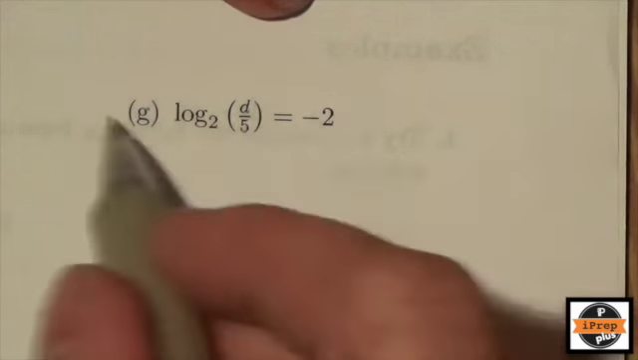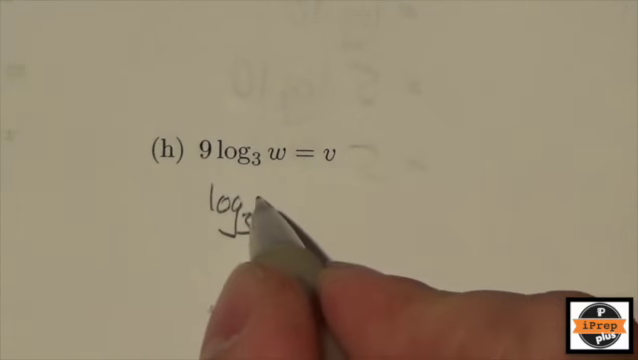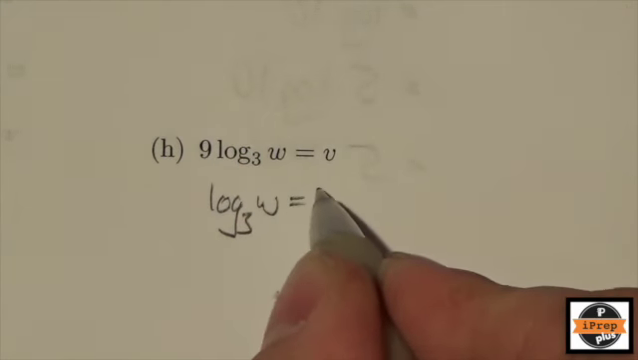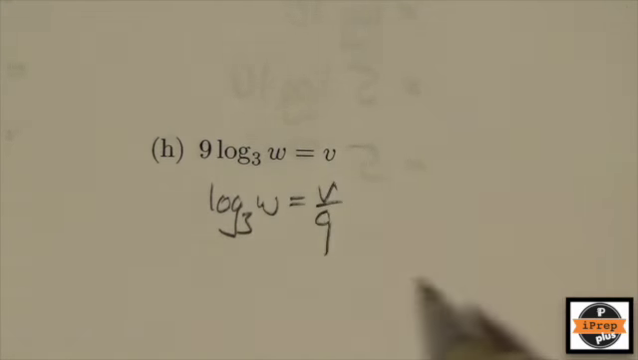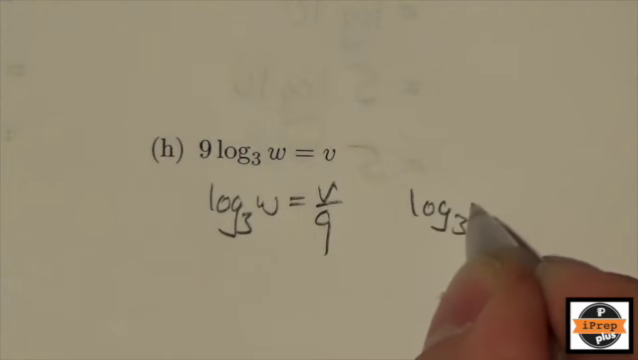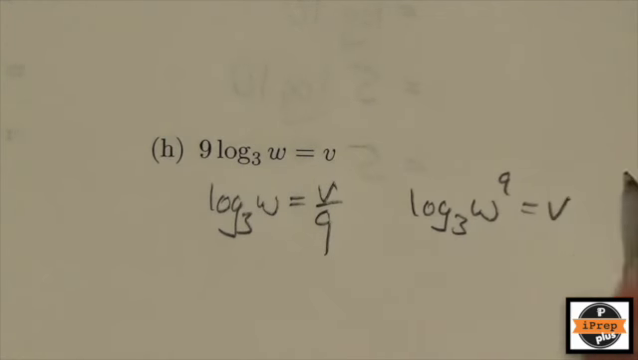Okay, 9 log base 3 of w is equal to v. Well, let's get that logarithm isolated. The first thing I want to do is either divide both sides by 9, so this could be log base 3 of w is equal to v over 9. Or, remember, I could take that 9 up and make this log base 3 of w to the 9 is equal to v. They're both the same. It doesn't matter which of these I do, they're going to give me the same result here.